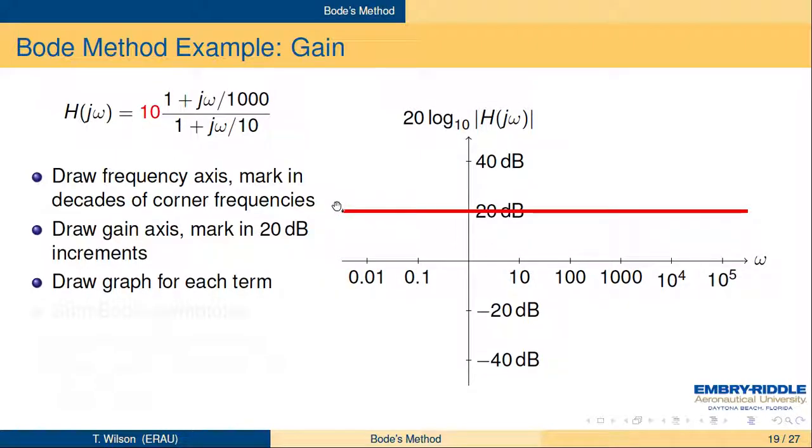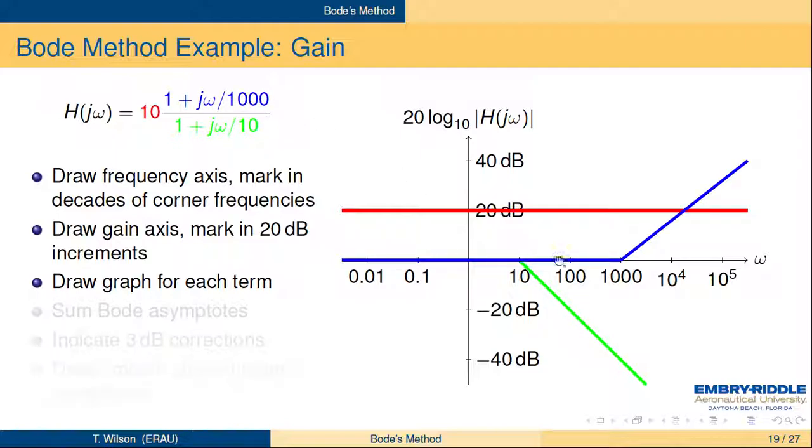So here's the 20 log base 10 of 10, which is 20 dB. Here's 20 log base 10 of 1 plus j omega over 10. That comes out to the corner frequency. It's a straight line at 0 dB until you get to omega equals 10 radians a second, and then it rolls off at 20 dB per decade. And now this curve is going to be a straight line until you get to omega equals 1,000, and then it's going to corner up at 20 dB per decade.